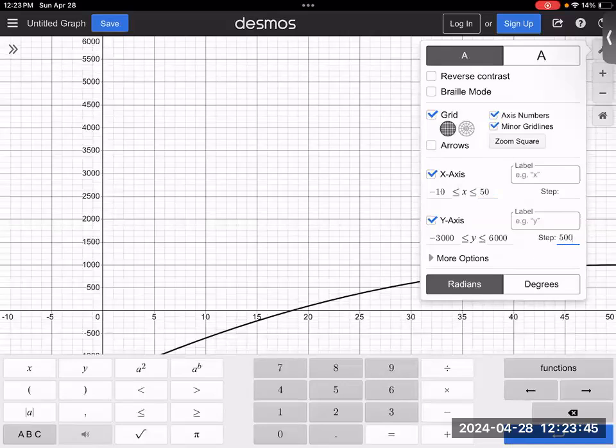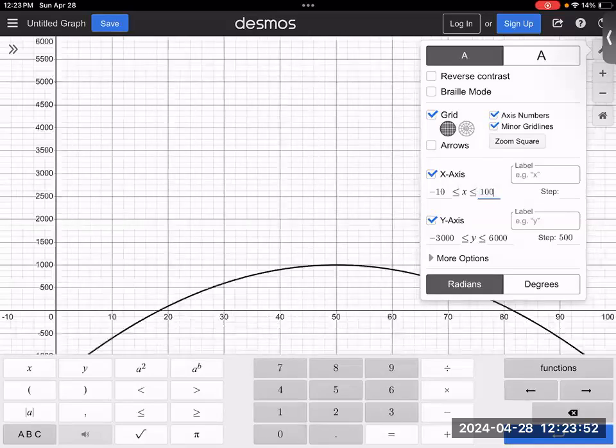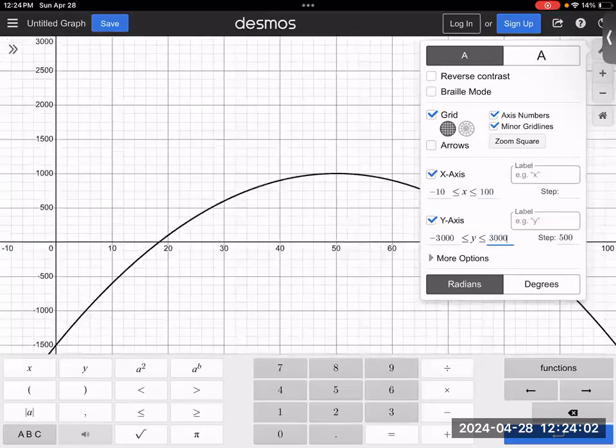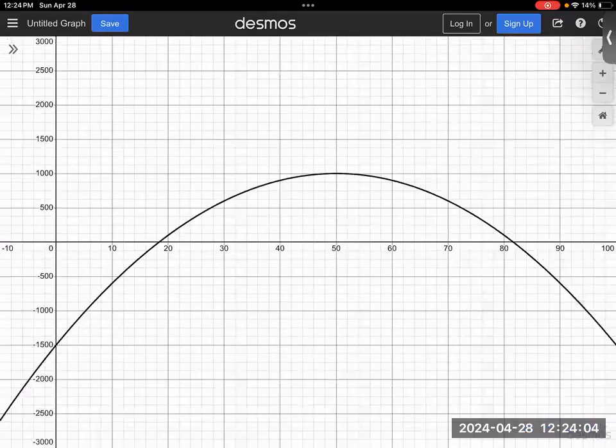So 3,000 and 6,000, maybe I go up by 500. Your axes, I definitely want to get further to the right. So let's try it out as 100. Ooh, that's a good looking graph right there. I won't mess around with that one, but maybe I have too much here. So let's dial it down. There we go. So there is our graph.